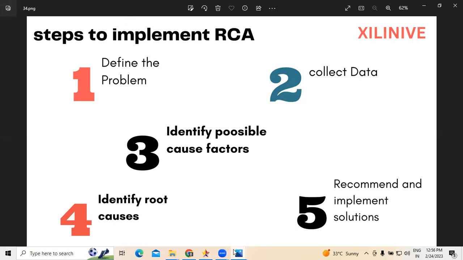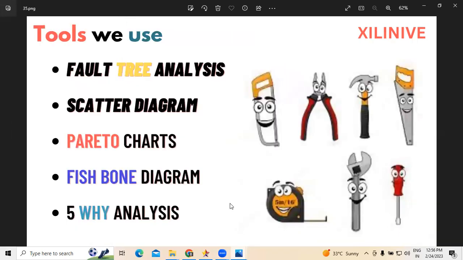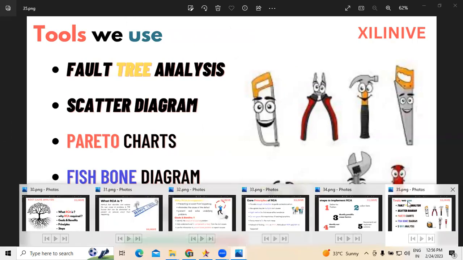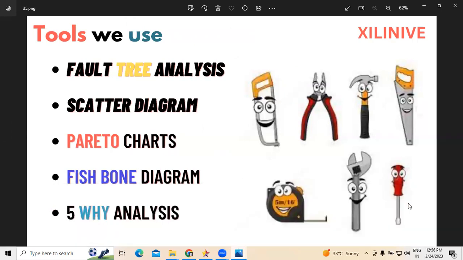Now, what kind of tools are we going to use as far as root cause analysis is concerned? The first is fault tree analysis. This is the first technique we use, followed by the scatter diagram and Pareto charts. Next, the fishbone diagram and 5W, 5Y analysis. So these are the 5 tools which we normally use for root cause analysis.